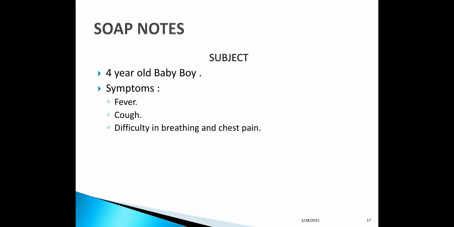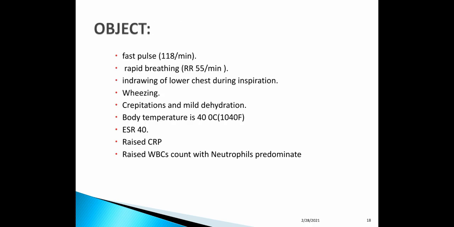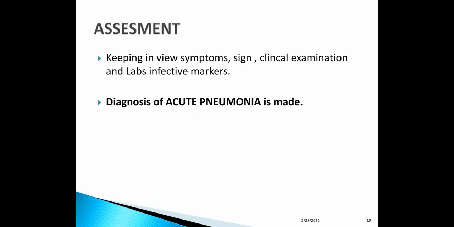Subject: 4-year-old baby boy. Symptoms include fever, cough, difficulty in breathing, and chest pain. Objective: fast pulse of 118 per minute, rapid breathing of 55 per minute, in-drawing of the lower chest during inspiration, wheezing, crepitations, and mild dehydration. Body temperature is 40 degrees C. Investigations: ESR raised, CRP raised, WBC count raised with neutrophils predominant.